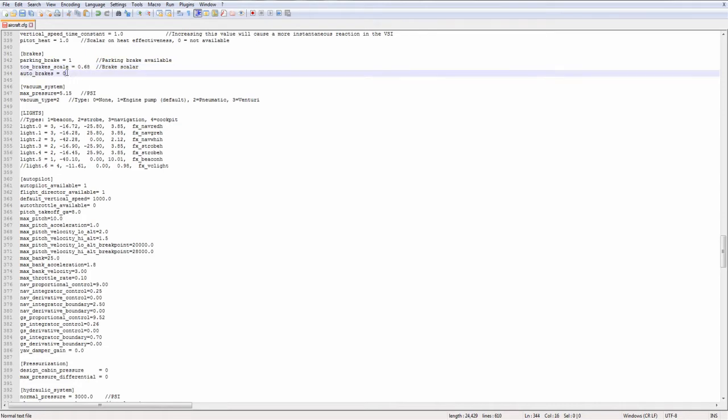Now, auto brake, this is not a flag. This is actually, you set the number of positions the auto brake can be set to.